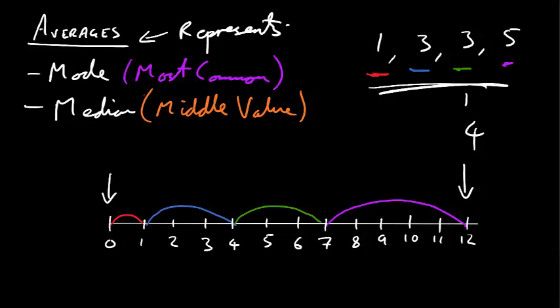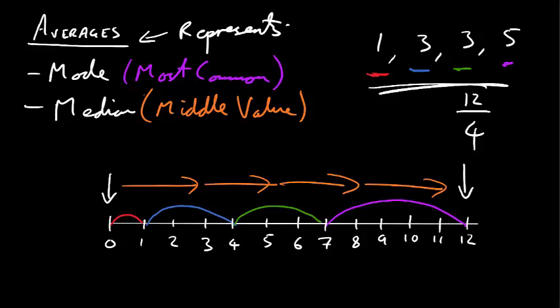Well, I started at 12, and I made 4 jumps. So in other words, I want to split that 12 up into 4 equal sized jumps. Now, fairly obviously, that's going to be 3. So I'm going to make 4 jumps of 3 each time. So this comes out as 3.